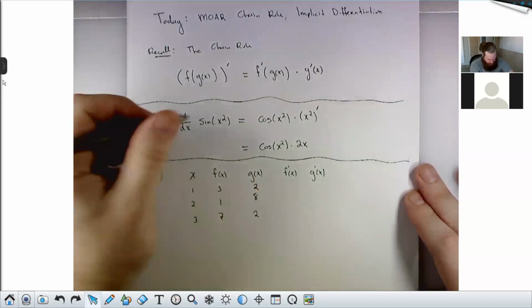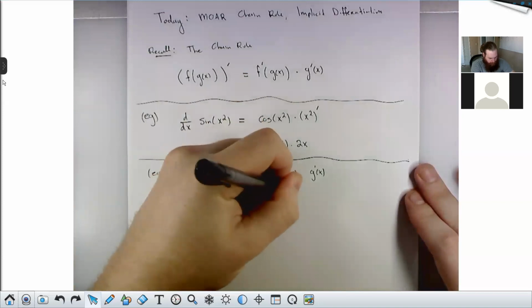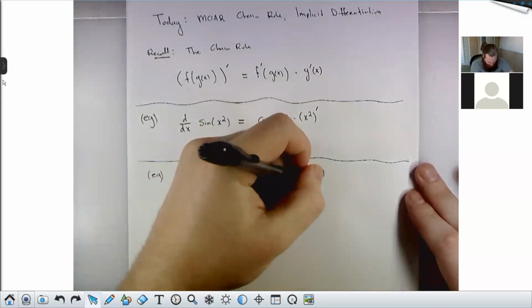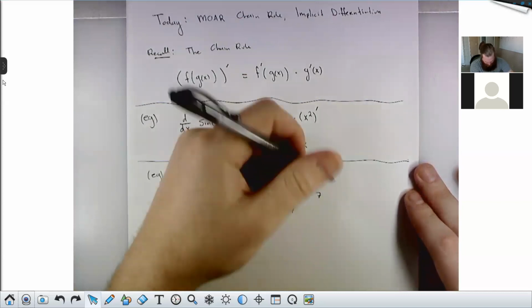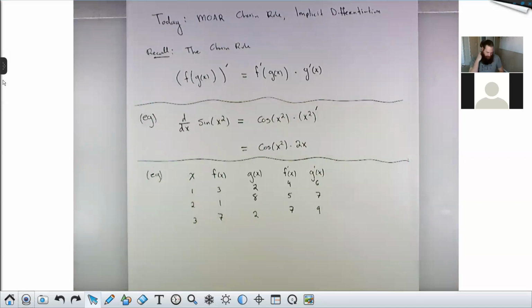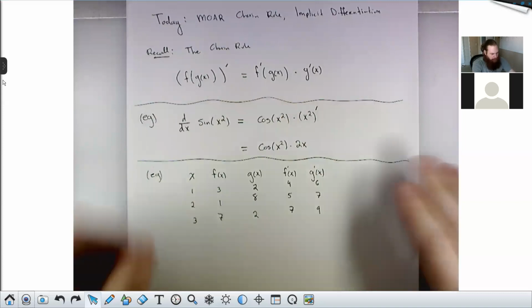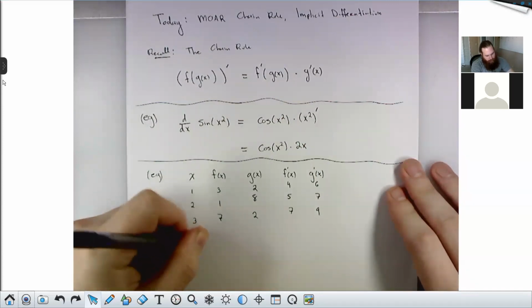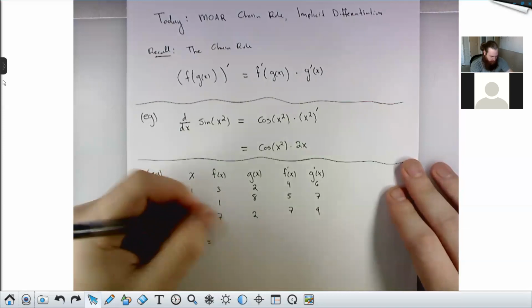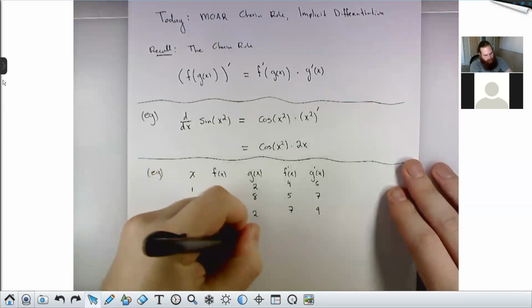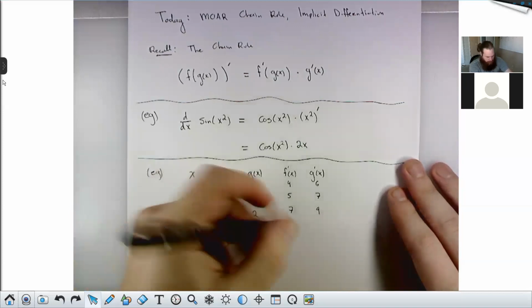f primed of 1 is 4, f primed of 2 is 5, f primed of 3 is 7, g primed of 1 is 6, g primed of 2 is 7, and g primed of 3 is 9. So I'm given this table, and then I'm asked, if h of x is the composite function f of g of x, find h primed of 1.